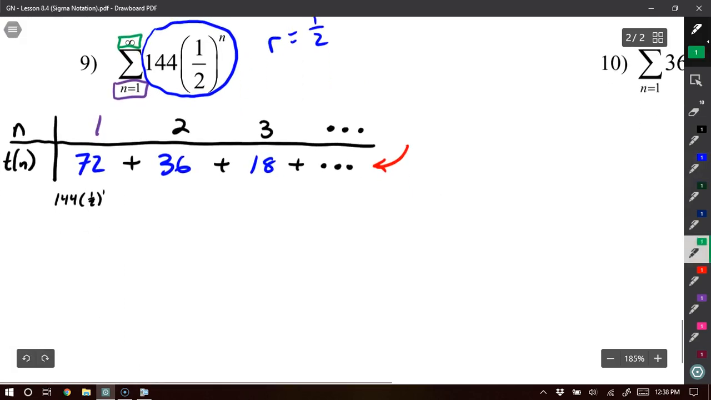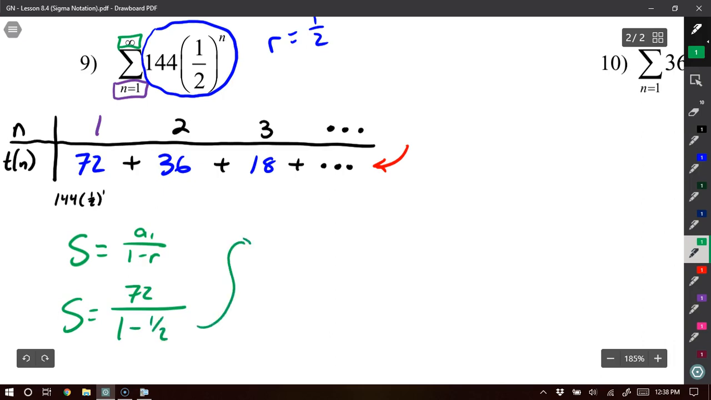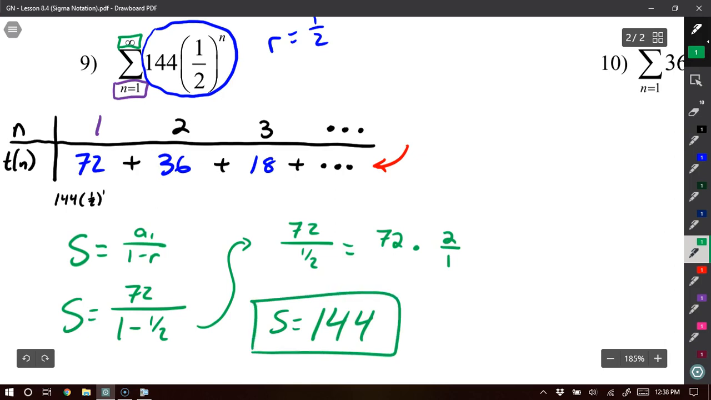And asked to find the sum. So my sum equals a1 over 1 minus r. So I have 72 over 1 minus 1/2. Well, 1 minus 1/2 is 1/2. There we are, dividing by a fraction again. So keep the numerator, flip the denominator, multiply, and I'm going to get 144 as my sum.